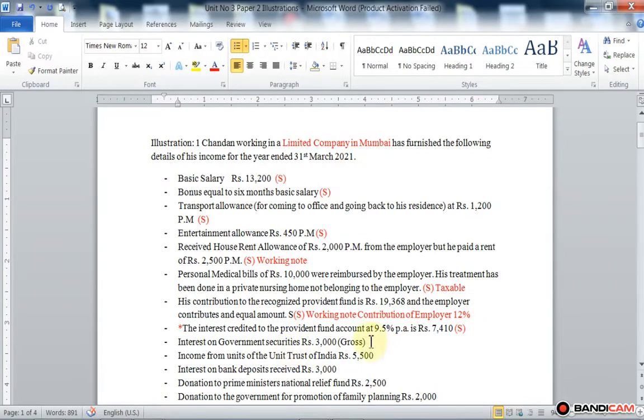Interest on government securities, that is gross, so it is income from other sources, IOS. Income from units is also income from other sources. So he invested his money in a mutual fund and received income from Unit Trust of India amounting to rupees 5500. Interest on bank deposit is also income from other sources.